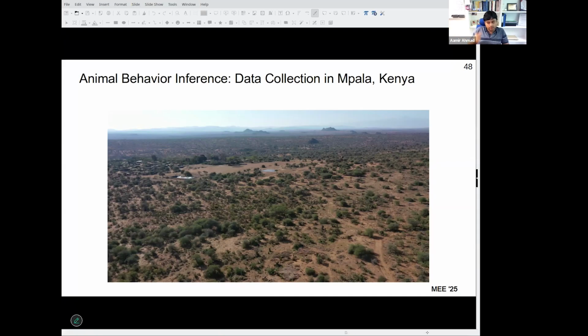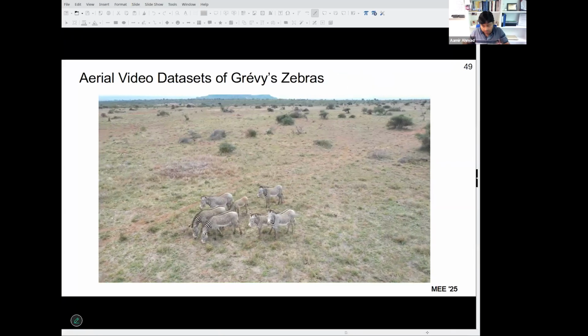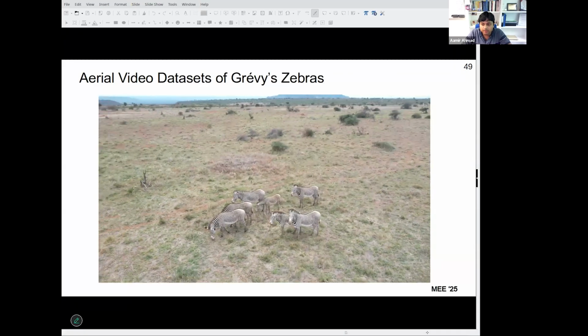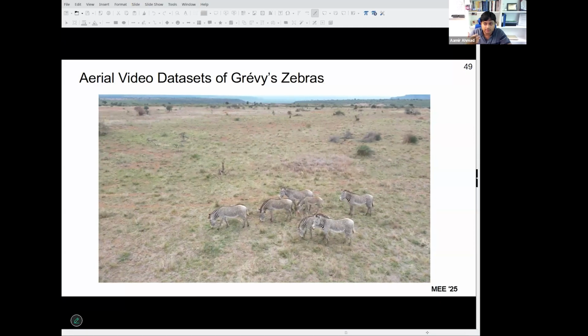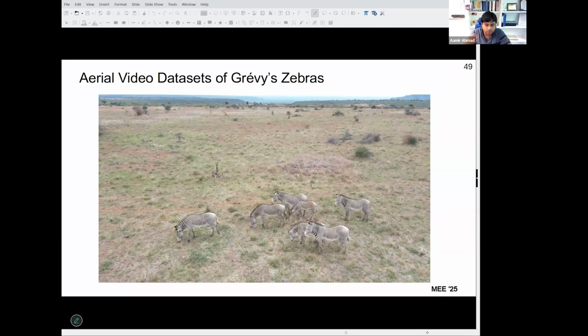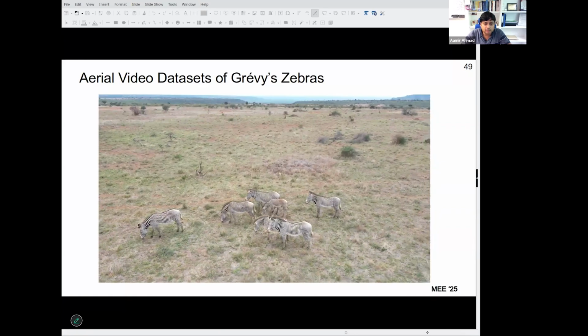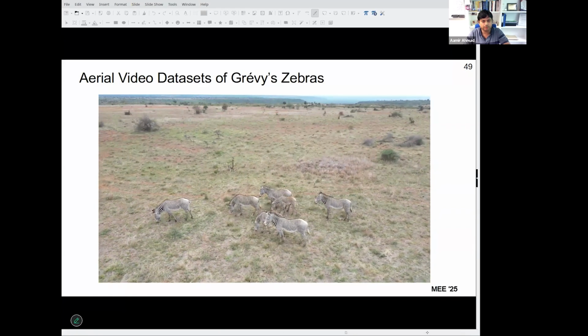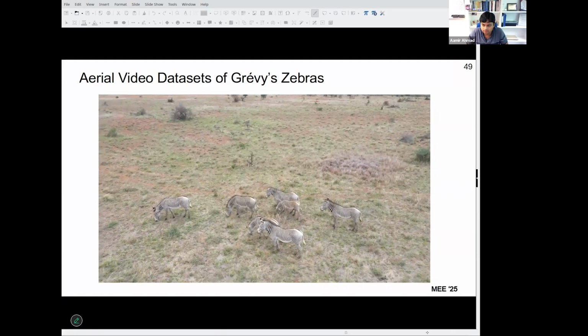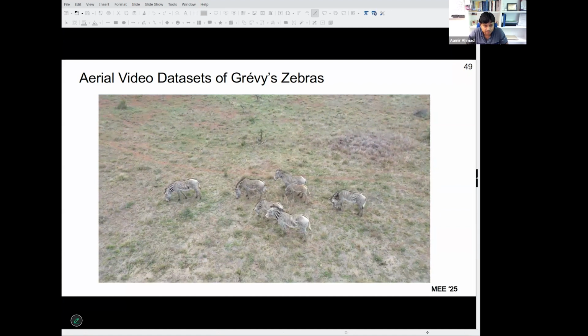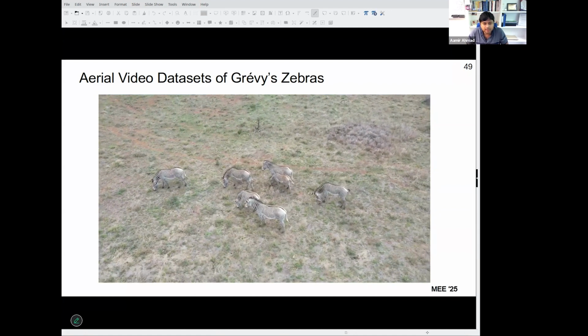So our idea was, why don't we estimate behavior directly from images or videos, right? This turned out to be a practical way. And what we started to do was, of course, maintaining distances which are not very disruptive to the animals, we started to collect video data. Here is one of the videos that I collected, which was close enough to one of these herds of Grevy's zebras.